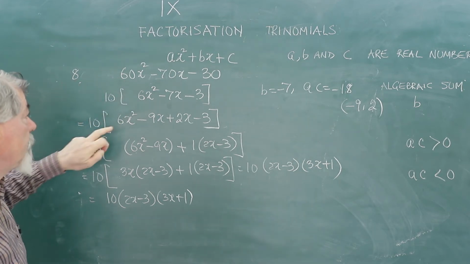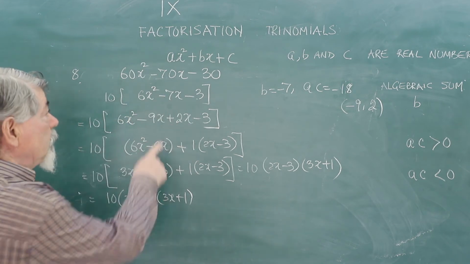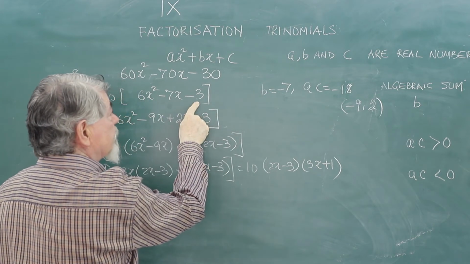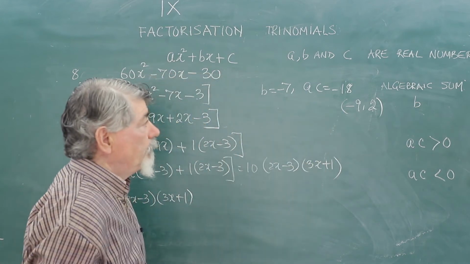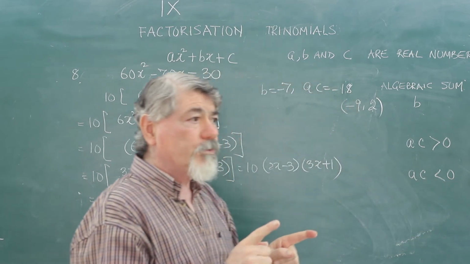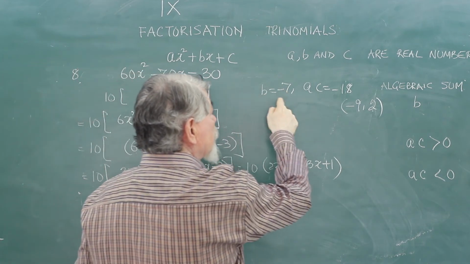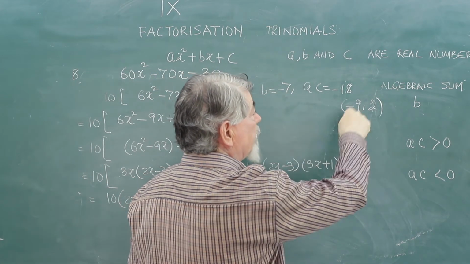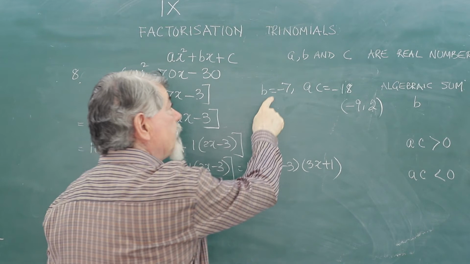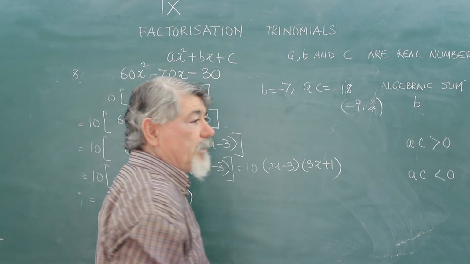Once we have taken 10 common, we are left with 6x² - 7x - 3. So here b is minus 7, a is 6 and c is minus 3. So AC is minus 18. As I told you, if AC is negative, then the split terms should be of opposite sign. So when we split minus 7, one term will be negative and one term will be positive. And whatever sign is with b, that is negative, so negative should always be with the bigger term.